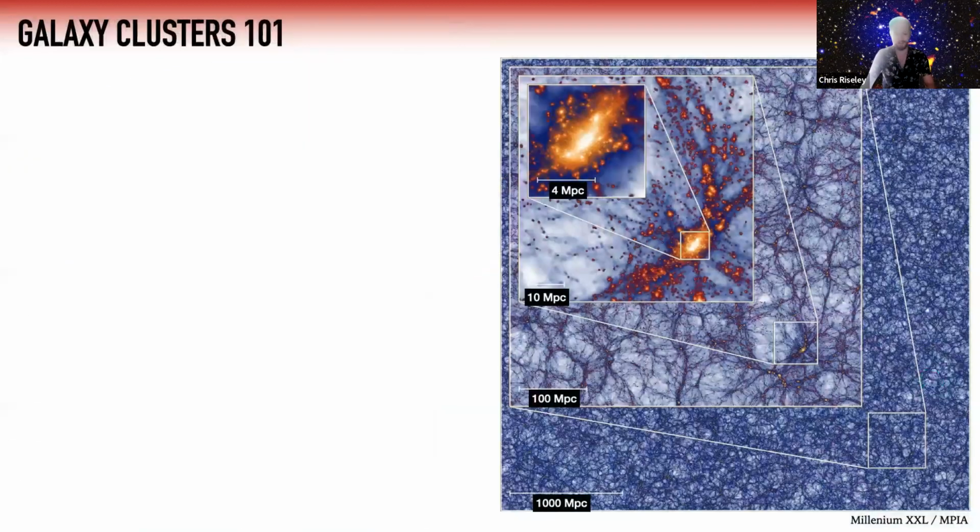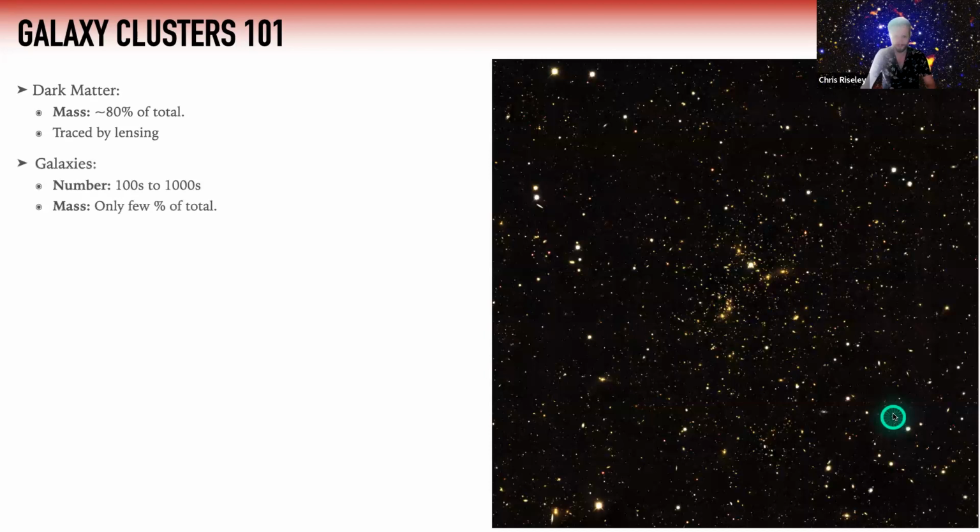So a little bit about galaxy clusters. These structures form at the nodes and intersections of the universe's large-scale structure, which you're seeing here in some simulations from Millennium. The dominant fraction of the mass budget is composed of dark matter, which occupies about 80% of the total budget, and you generally trace that by lensing and things like the SZ effect. Galaxies themselves, even though they are in the hundreds to thousands in typical clusters, maybe thousands in your more high mass clusters, they only occupy a few percent of the total mass budget.